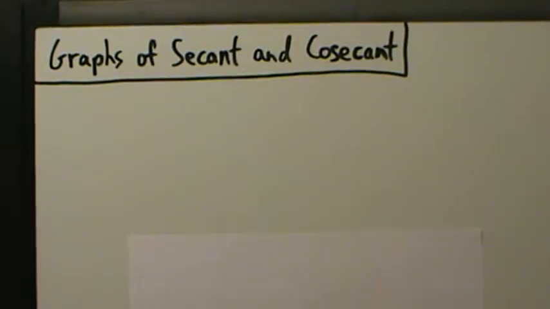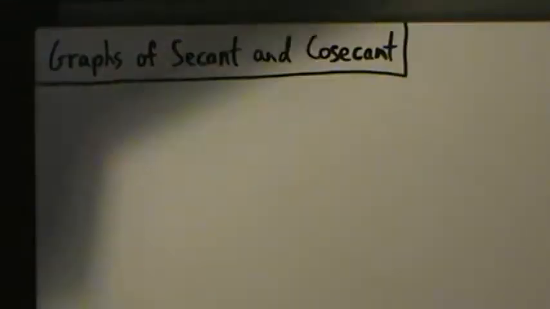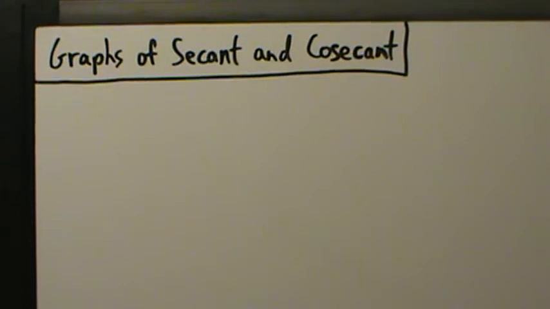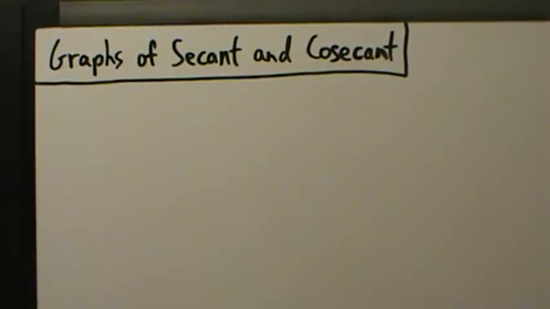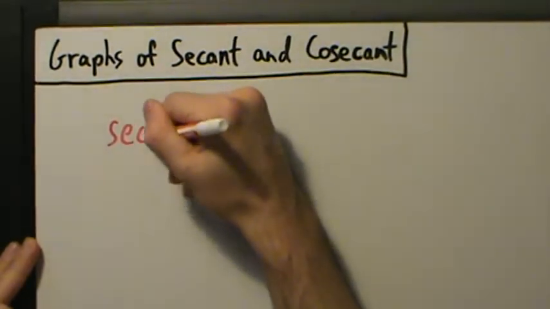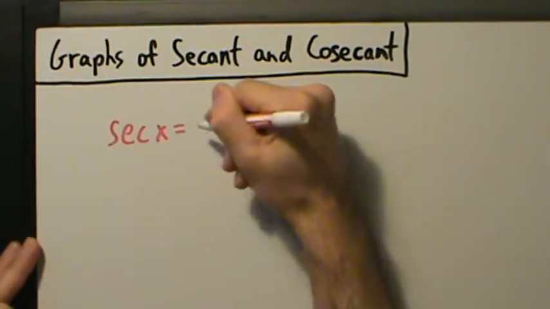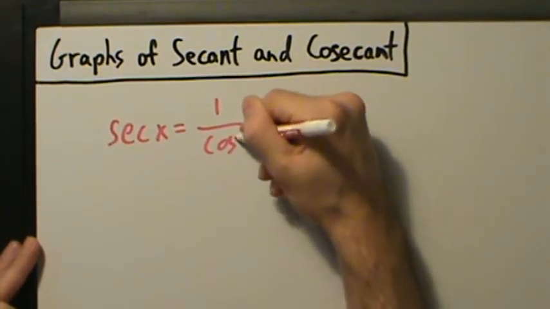Okay, so basically we're going to do the secant graph just like we did the tangent graph. We're just going to plot some points. But first, before that, what we want to do, and this is going to help us out just like with the tangent graph, is that it's almost identical at the starting point to the tangent graph. Secant of x equals 1 divided by the cosine of x, right?